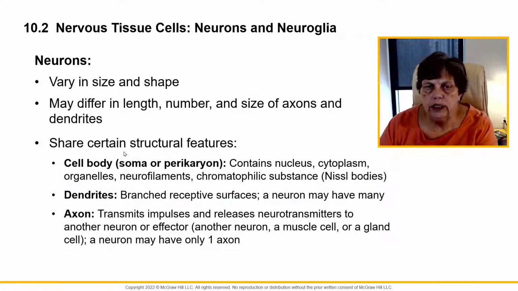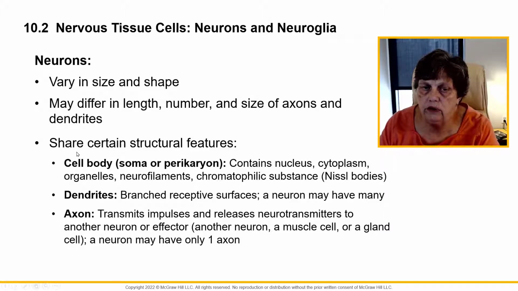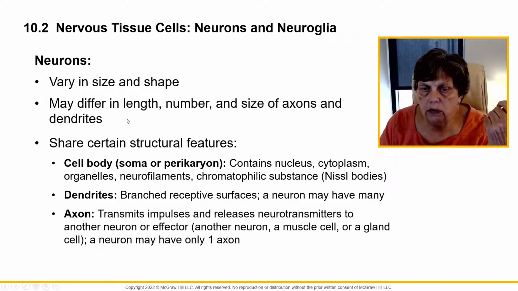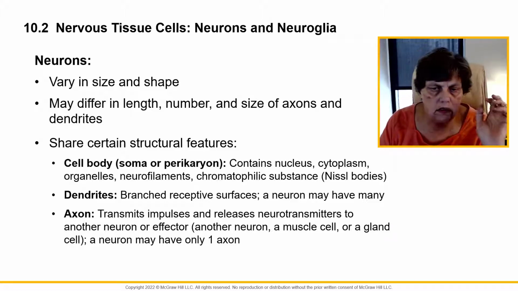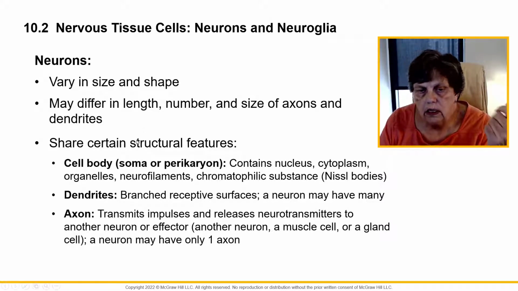So we start looking at the cells. The neurons, they can run very, very long, several feet in fact. So they're going to vary in size and shape. They will differ in length and number and size of the axons and the size of the dendrites and whatever's going on, depending upon where it is.